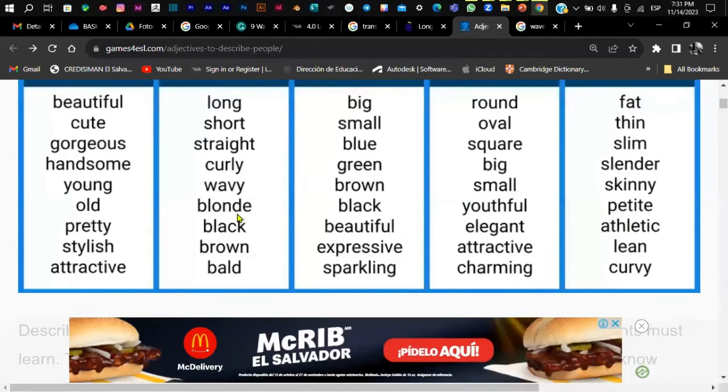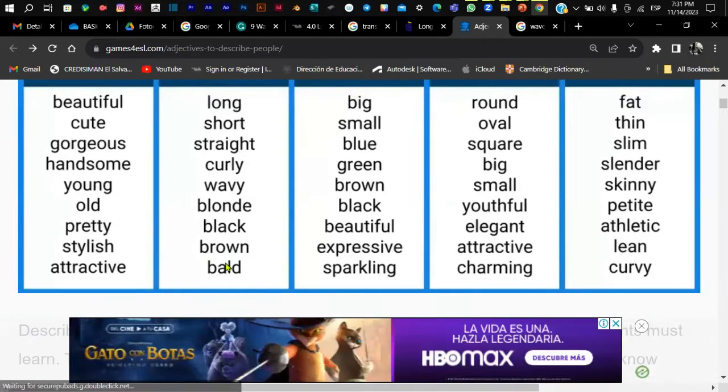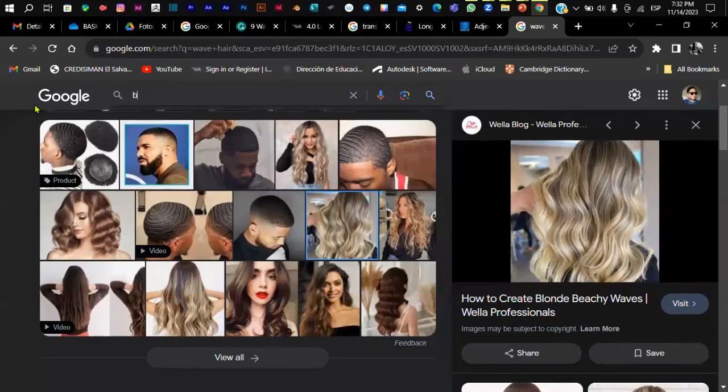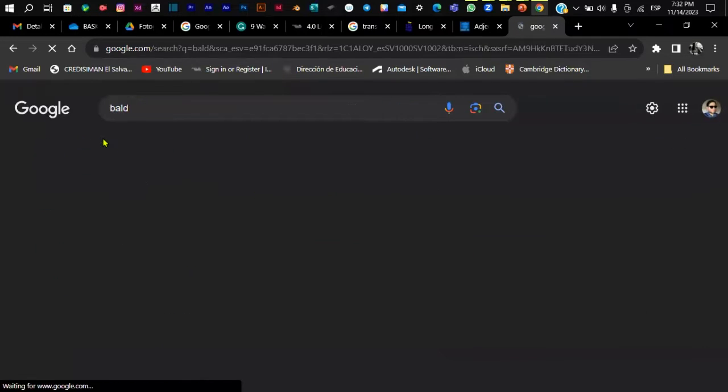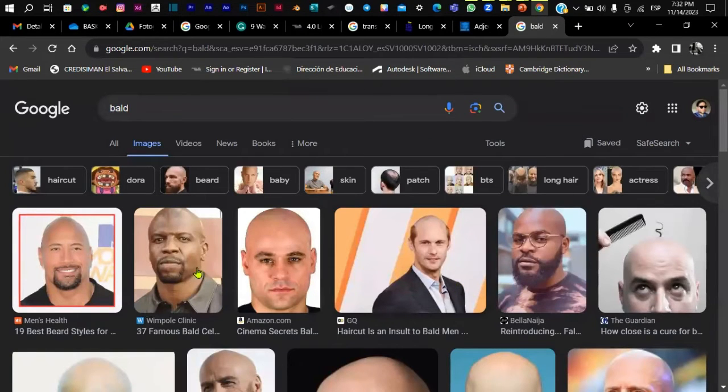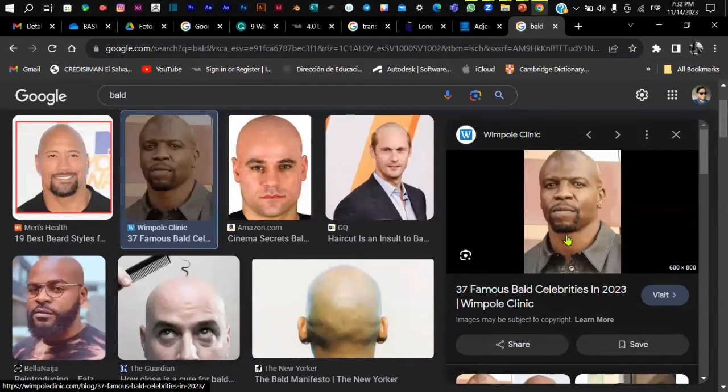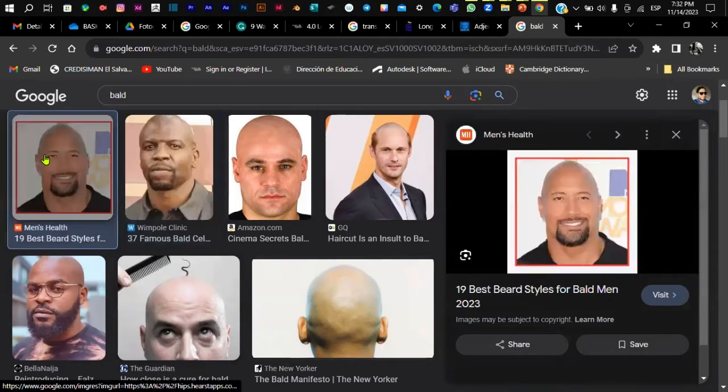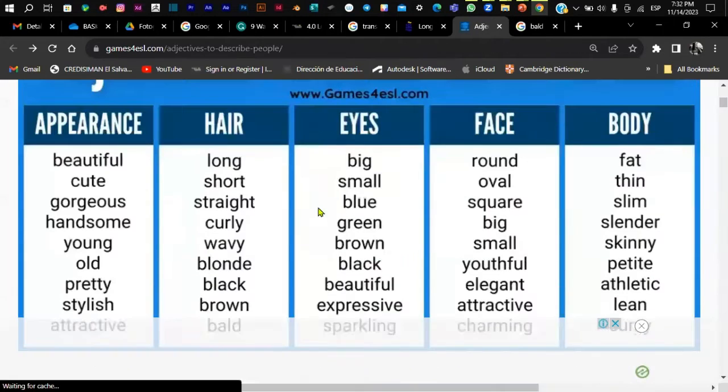Next. Blonde. What is blonde? Rubia, yes. Black. Negra. Black, negro. Brown. The color. Brown. Yes. Brown, coffee. Brown, café. And bald. What is bald? Pelón. Bald, yes. Like this actor. He's calvo. Bald. Correct. Like him. Or The Rock. Check The Rock. Bald. Okay, pretty good.